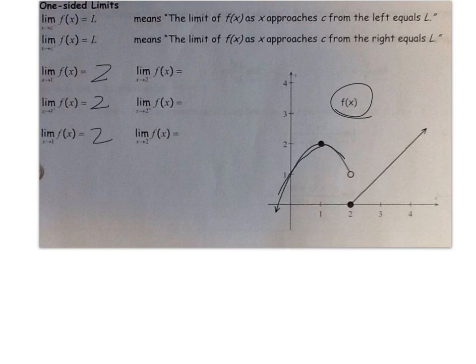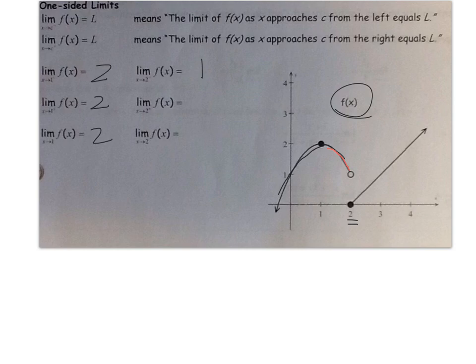Now the limit as x approaches the x value 2 from the left side is 1 because the y value that the graph is getting closer to and closer to is 1.